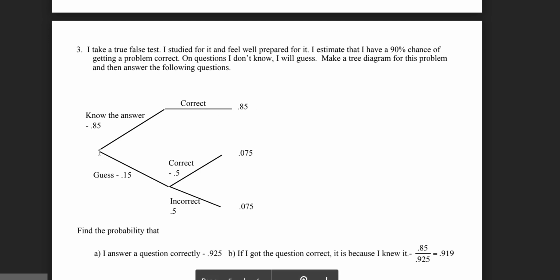And then if you don't know the answer, which is 15% of the time, you're going to guess at the answer. And because it's true-false, it's just going to be a 50-50 guess. So that gives you these probabilities, right? And then you can answer questions on that.